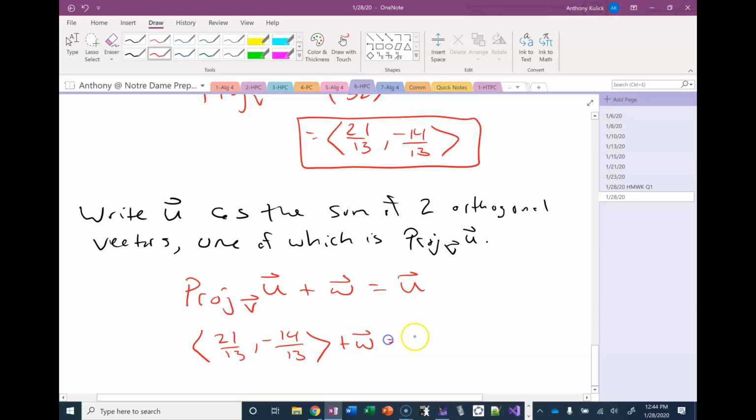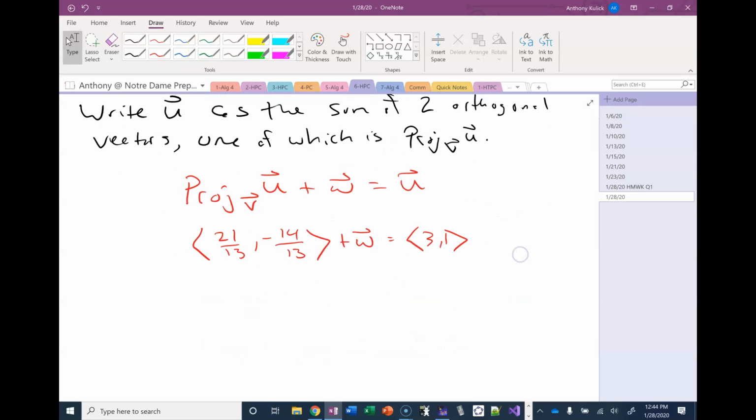We don't know what w is, and we know what u is. That was given to us in the problem, right? So we have this vector equation. How do you suppose I'm going to solve for vector w then? Yeah, I'm just going to subtract this projection vector from both sides.